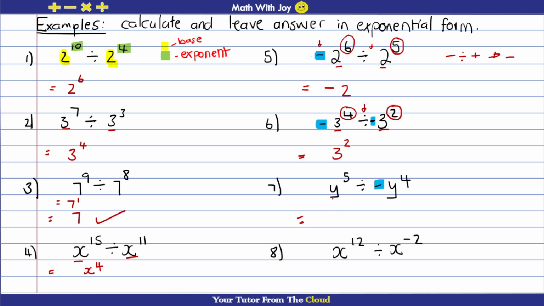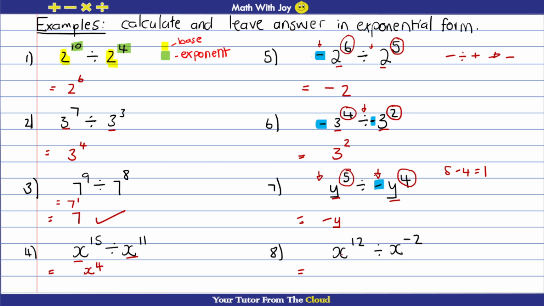And then over here, we got the bases are the same. They are both y. And they divide, so I'm going to subtract these two. So 5 minus 4, you know it's going to be 1. So this becomes y to the power of 1. But remember the signs as well, guys. So this sign here is a plus. Plus divided by a minus gives us a minus. So the answer is minus y to the power of 1. And you don't indicate that 1 over there.